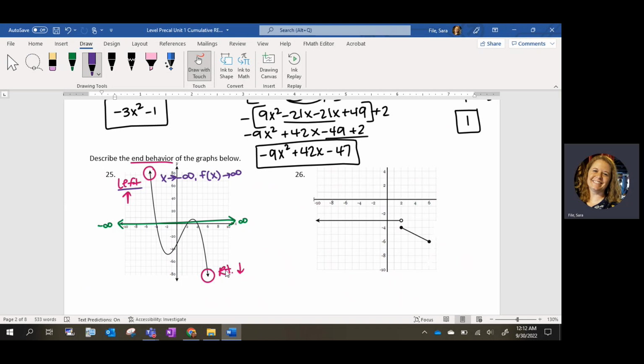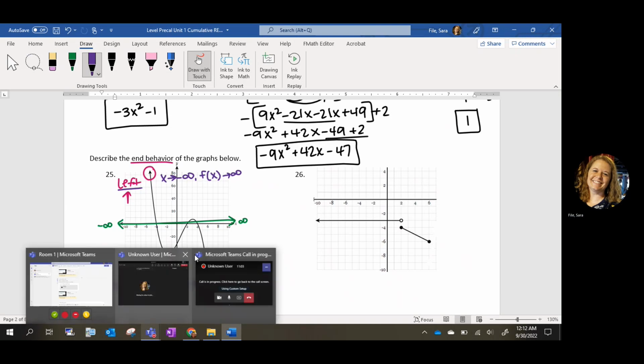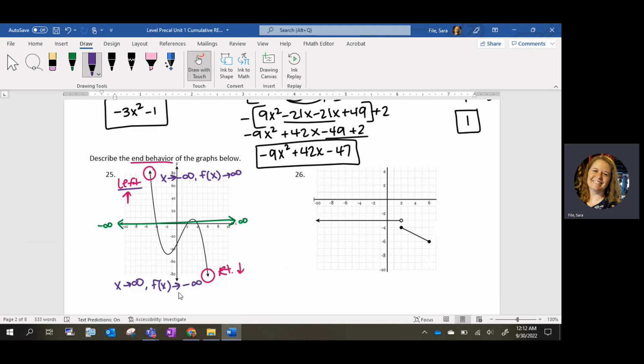So here, for the right end behavior, the right side is where x is going to +infinity. So this means right. So as x goes to +infinity, f of x, or y, in this case is going down, so it's going to -infinity. So this means the right side is going down. So what's in purple is the notation that you need.